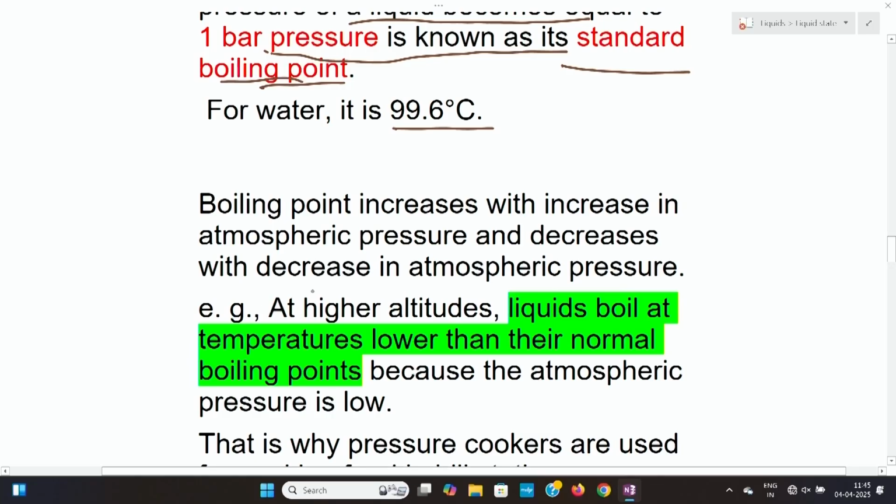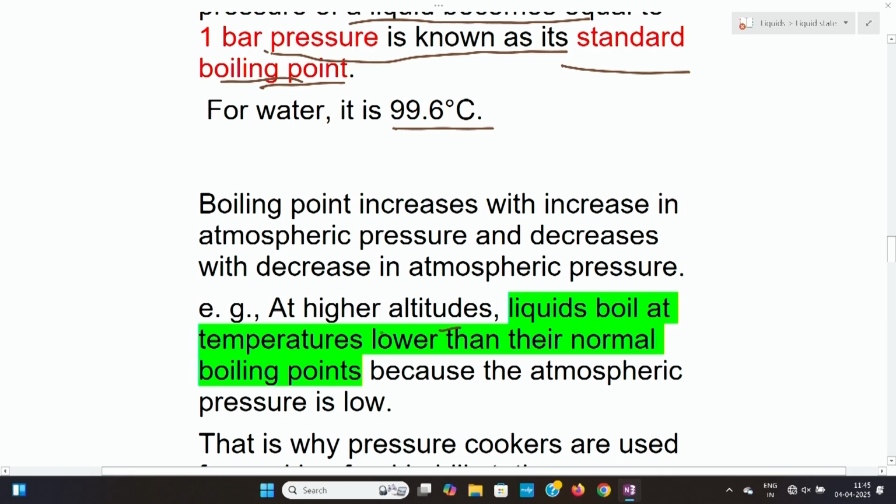What is the reason for that? At higher altitudes, what will happen? The atmospheric pressure will be low. Since the atmospheric pressure is low, the boiling point also will be low, because the boiling point is nothing but the temperature at which the vapor pressure of a liquid is equal to the atmospheric pressure.